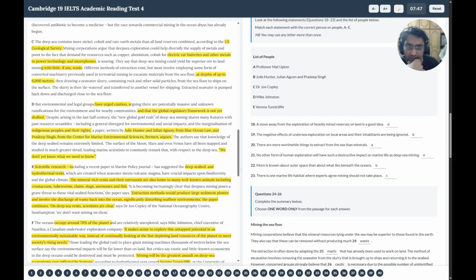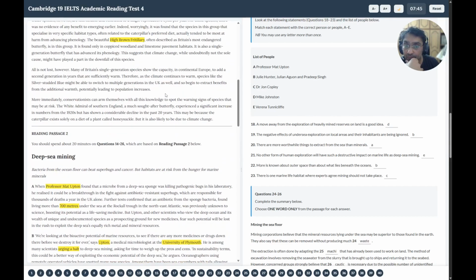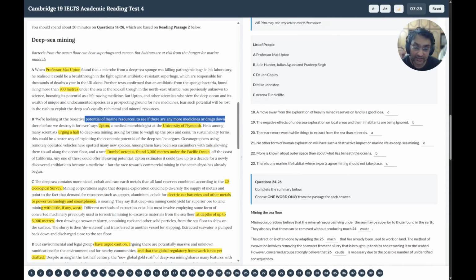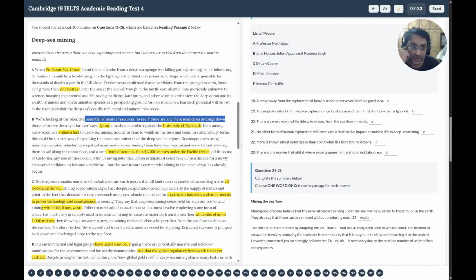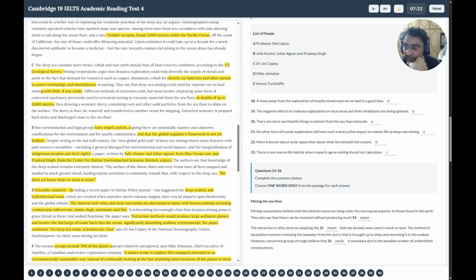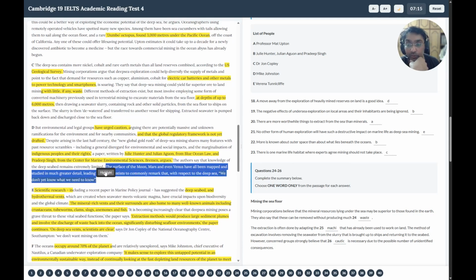There are more worthwhile things to extract from the sea than minerals. Professor Matt Upton. Potential to see if there are any more medicines or drugs, not minerals. So hence, it is A. No other form of human exploration has had such a drastic impact. E. Greatest assault ever. More is known about outer space than the sea. Oh, okay, so outer space, summarized by the surface of the moon, Mars, and even Venus, have all been mapped and studied in much greater detail than the sea.